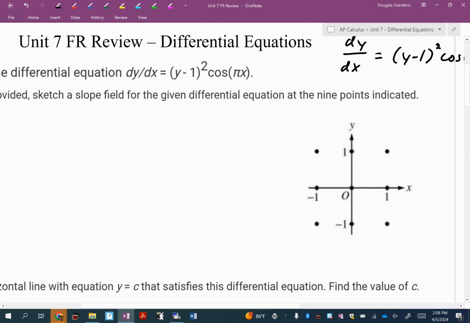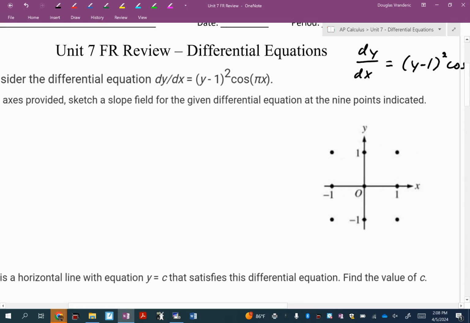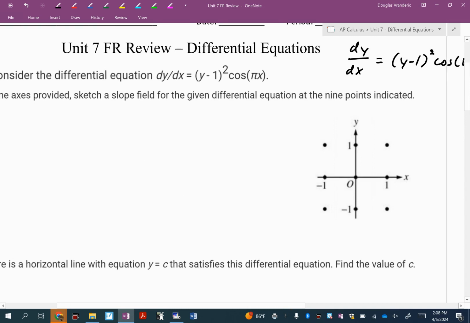Now, this first one says, here are 9 dots, 9 points, and they want you to sketch the different slopes at each of those points. This should be automatic if you take your time and plug in the points. Obviously, I chose this one for a reason, because it has some trig. So yes, you do need to know some trig to get this correct.